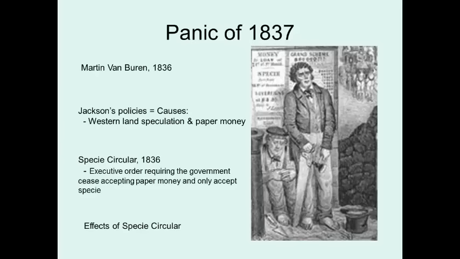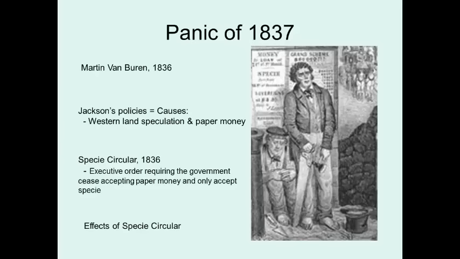So this made things even worse for Western settlers, who usually did not have access to specie. Now their paper money is worthless. So for Westerners, this was a disaster, the Specie Circular. It basically destroyed any economic security that they had.